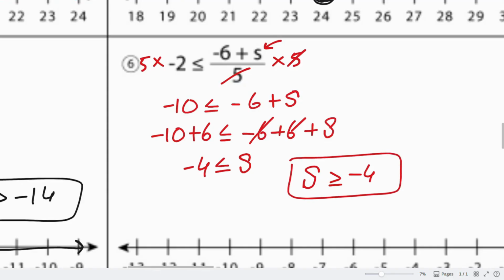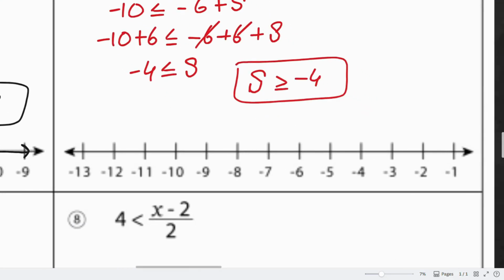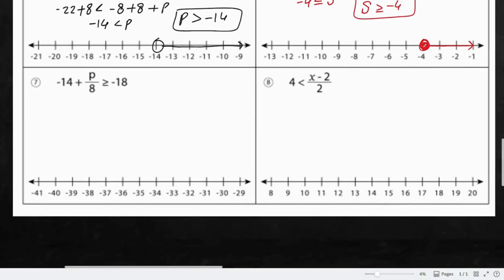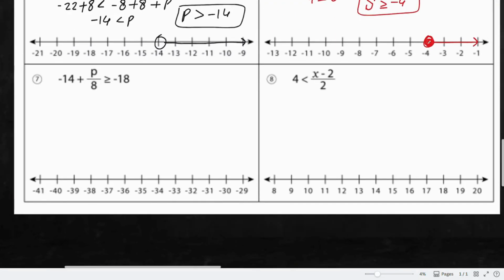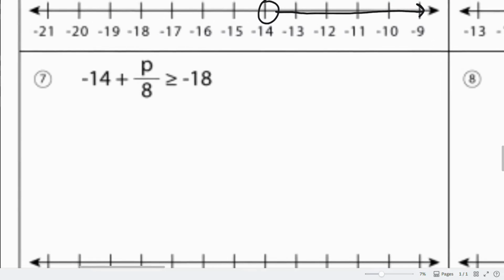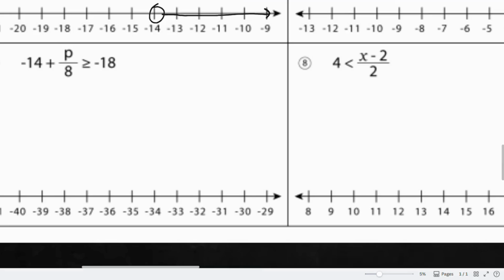Alright, so now let's just go ahead and graph it. Negative 4 is over here. I'll put a closed circle on it, and it will be pointing in this direction. Now we have these last two questions remaining, so let me just quickly go ahead and solve them as well. And you can also do one more thing. You can just stop the video lesson over here, solve these questions by yourself, and then you can compare your answers with my answers in the ending.